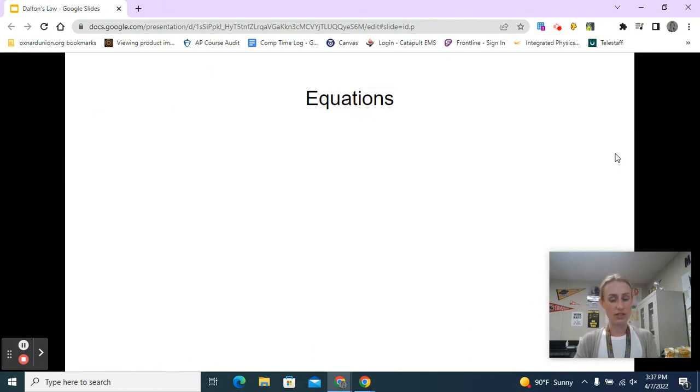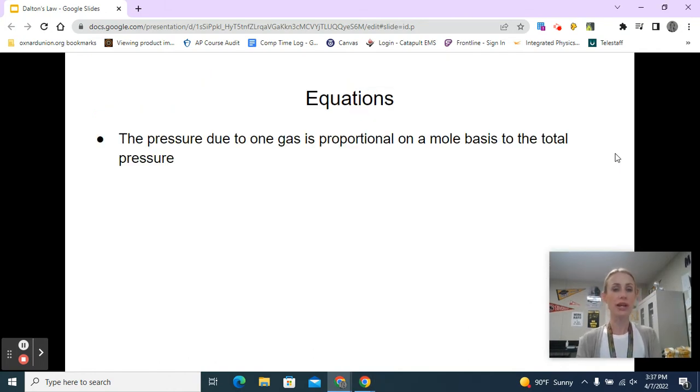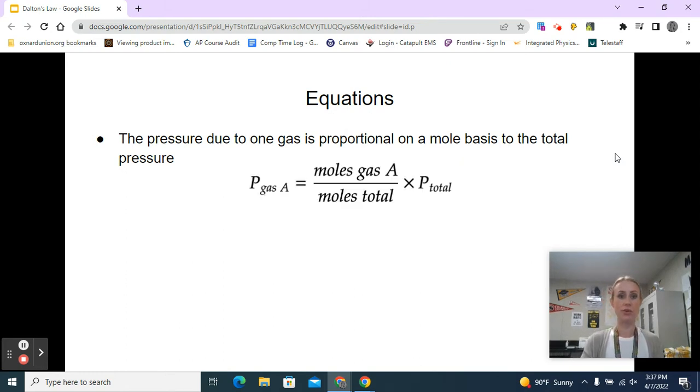We get a couple equations with this. The first one has to do with how the pressure due to one gas is proportional only on a mole basis to the total pressure. So you can't do this with weight, with grams. I should say mass, not weight. You have to convert to moles first when you do this. Okay, so this is the equation that we get for this. So the pressure of the first, or gas A, whatever, gas one, is going to be equal to the moles of gas A over the total moles present times the total pressure.